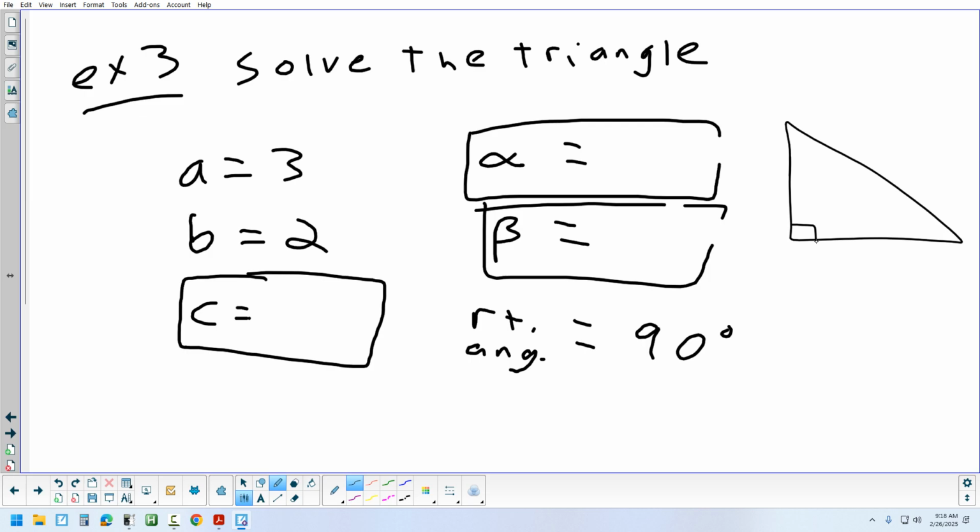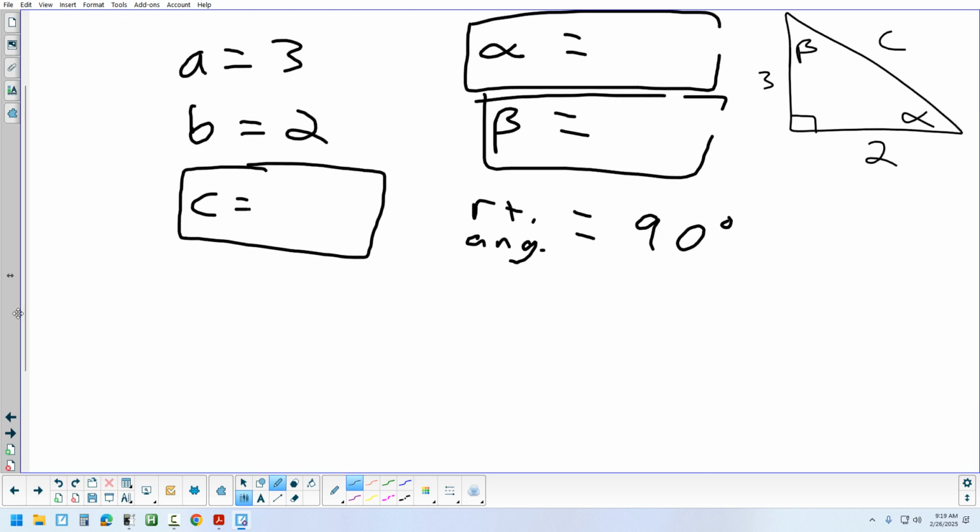So let's put A, alpha, B, beta, and C. So there's our diagram. What could I do to find C? Pythagorean theorem. Yeah, why do you think I'm okay with using it when I wasn't before? Because you have both A and B that's already given to you. Yeah. You're going to be plugging in two things that were given. That's fine. So let's use Pythagorean theorem to find C.